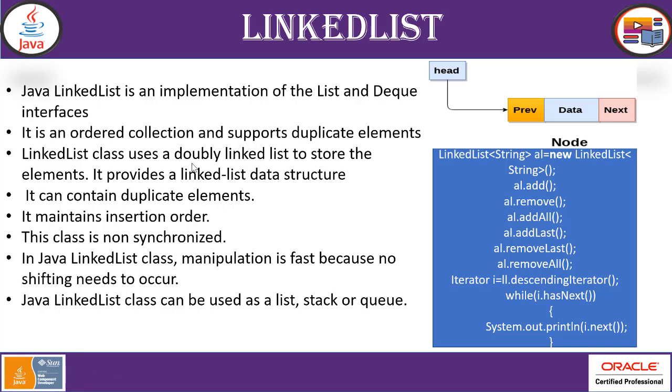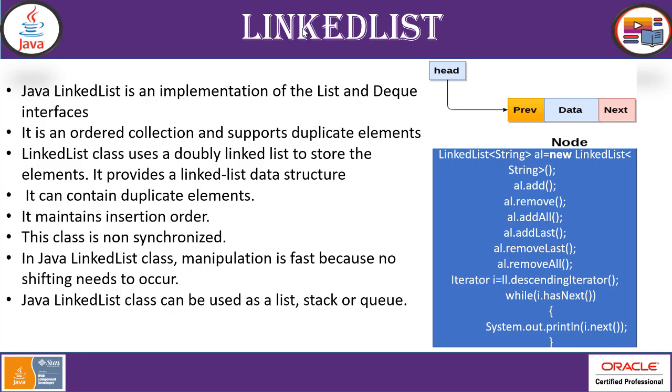Synchronized means here, whenever we try to access the data of a node, there is no such protection or any kind of key or dependencies. You can access at the same time. So this is what synchronized means. In Java, linked list class manipulation is fast and no shifting needs to occur.